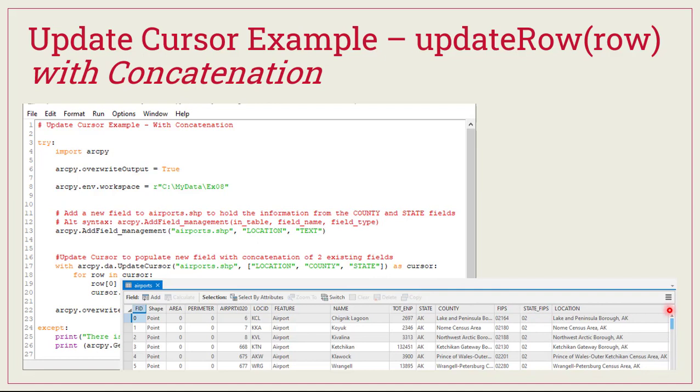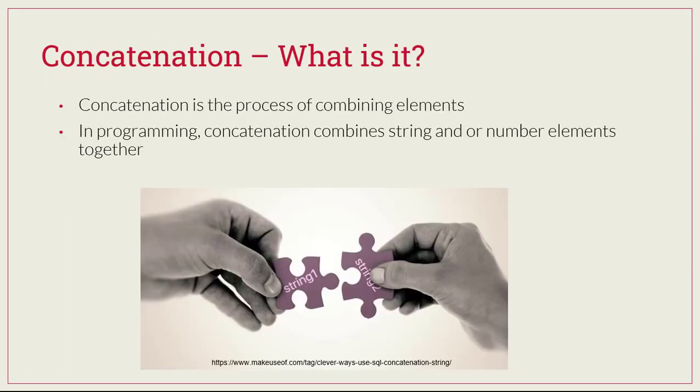So here's what the output would look like. Here's that new field on the end called location, and notice that it gets added to the end. Then here is our field of county, and here is our field of state, and you can see clearly that location is the combination of these 2 fields. But before we talk too much about the script details with the cursor, I want to take a moment and refresh our understanding of concatenation and what it is. Concatenation is simply the process of combining elements. Within programming, concatenation is going to combine our strings and or our number elements together.